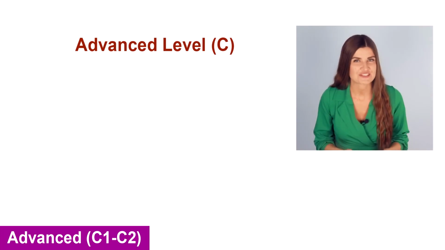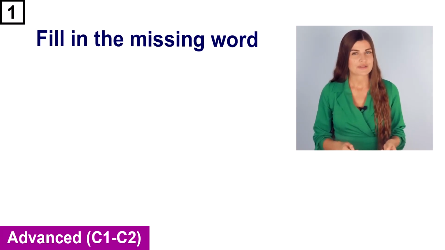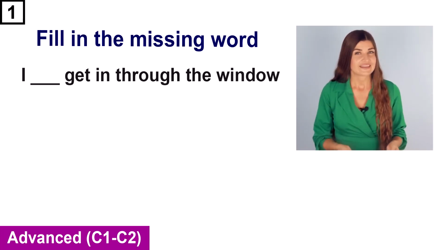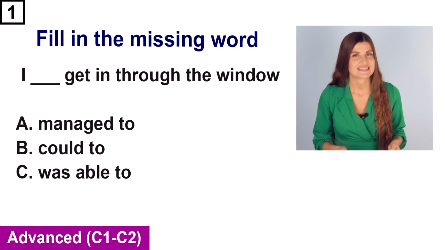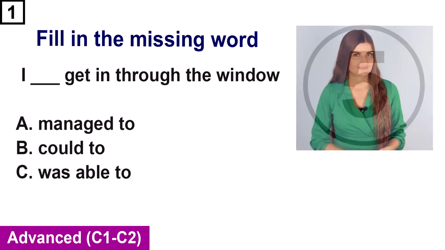Now it's time to move on to the advanced section. In this part, I'm gonna give you 10 challenging questions, so get ready. Let's start with the first question. Fill in the missing word. I get in through the window. A. Managed to. B. Could to. Or C. Was able to.